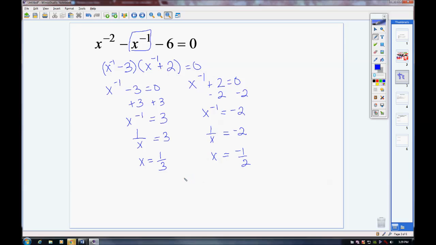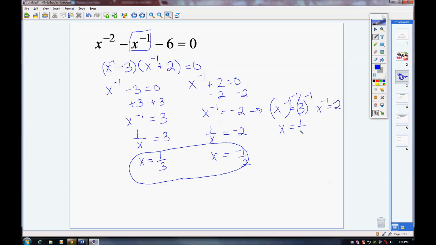Another way to think about this. Let's say I'm at this point. I've got x to the negative 1 equals 3, and x to the negative 1 equals negative 2. The next thing I can do is take both sides to the negative 1 power. What that does is it undoes the negative 1 here. If you think about it, negative 1 times negative 1 is positive 1, which leaves us with just x. And this says to reciprocal 3, 1/3. Same thing here. X equals 2 to the negative 2 to the negative 1 is negative 1/2. So we get the same answers.